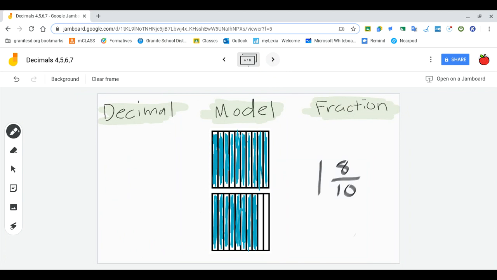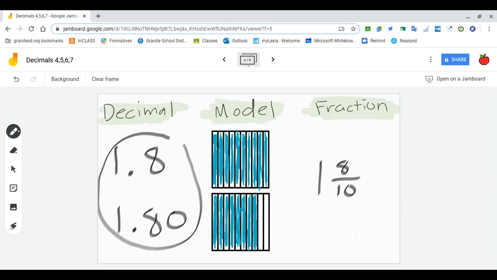Here's another example. Almost the exact same as before. It's just a different fraction. And again, I don't have to simplify. So I'm going to have 1 whole and 8/10. Both are correct. The 8 is in the tenths place of the decimal.